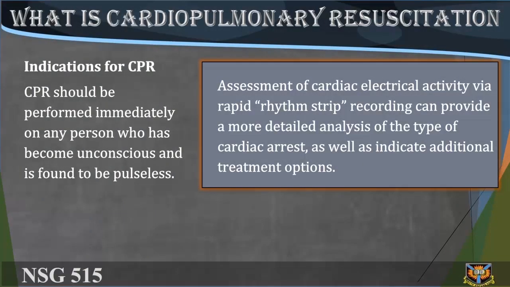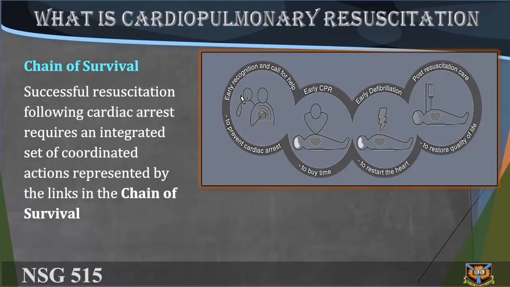Indications for CPR. CPR should be performed immediately on any person who has become unconscious and is found to be pulseless. Assessment of cardiac electric activity via rapid rhythm strip recording can provide a more detailed analysis of the type of cardiac arrest as well as indicate additional treatment options. Loss of effective cardiac activity is generally due to the spontaneous initiation of a non-perfusing arrhythmia, sometimes referred to as malignant arrhythmia.